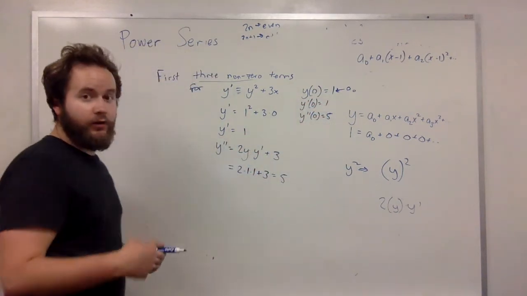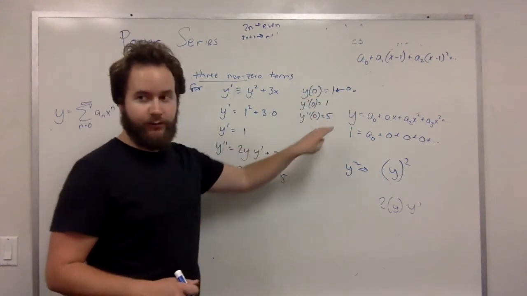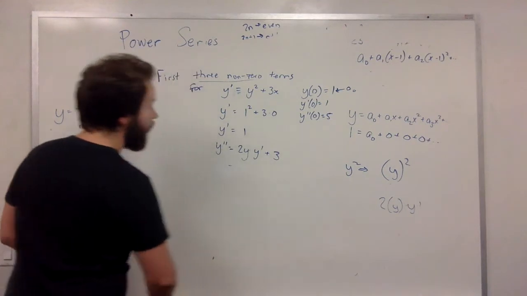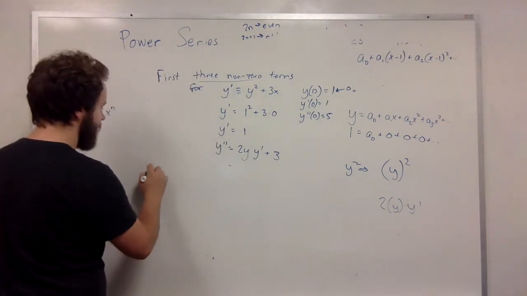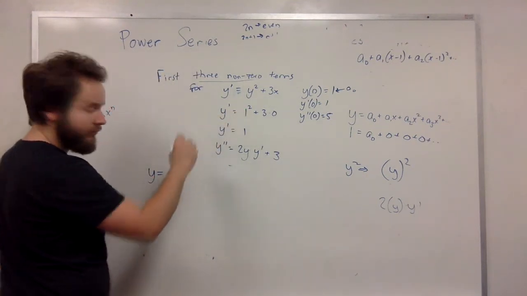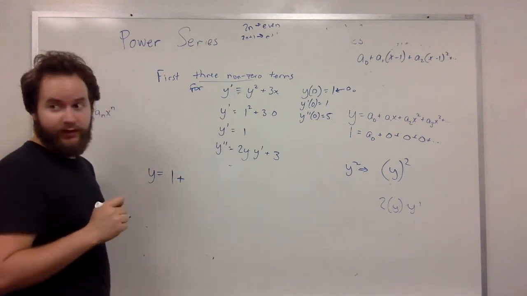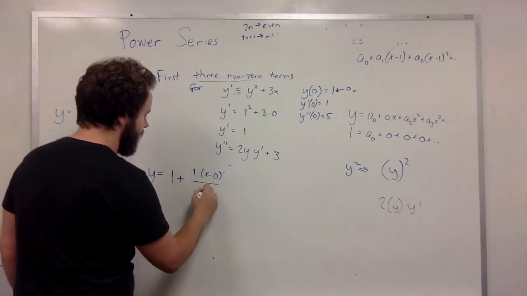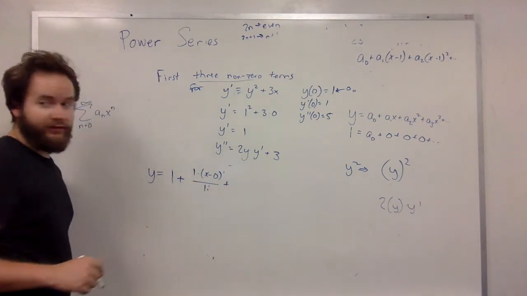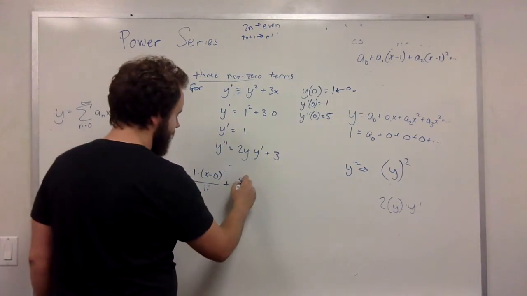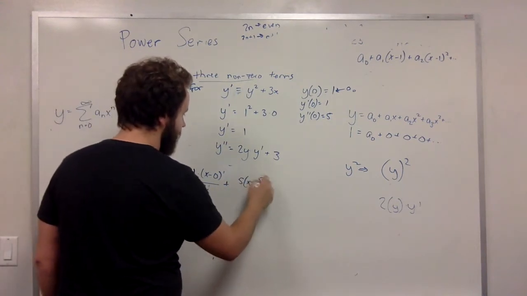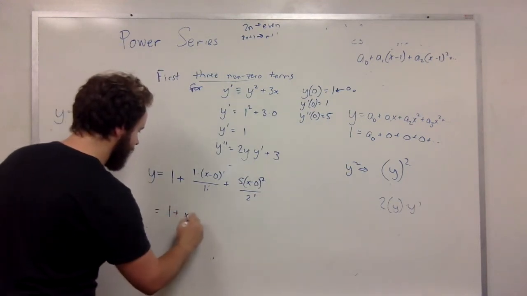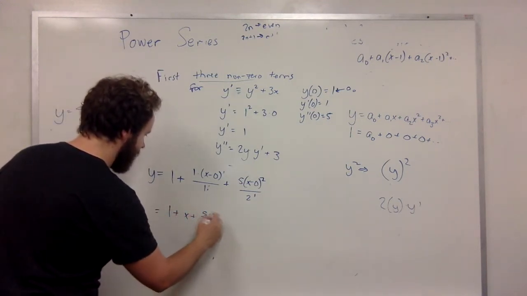Let's think back to what we did earlier in this review. We constructed the power series based on the first several derivatives, right? So what's the first number on my list? 1. What's the next number on my list? 1 times (x minus 0) to the 1 over 1 factorial. What's the next number on my list? 5. So I'm going to say 5 times (x minus 0) to the second power, all over 2 factorial. So this boils down to 1 plus x plus 5 halves x squared.